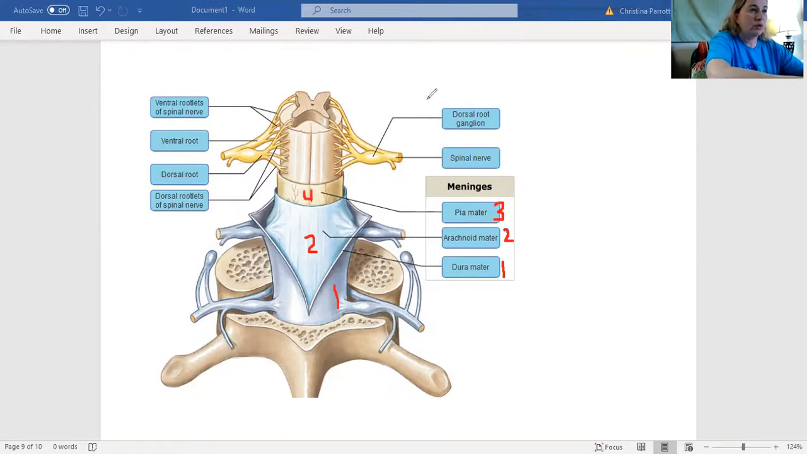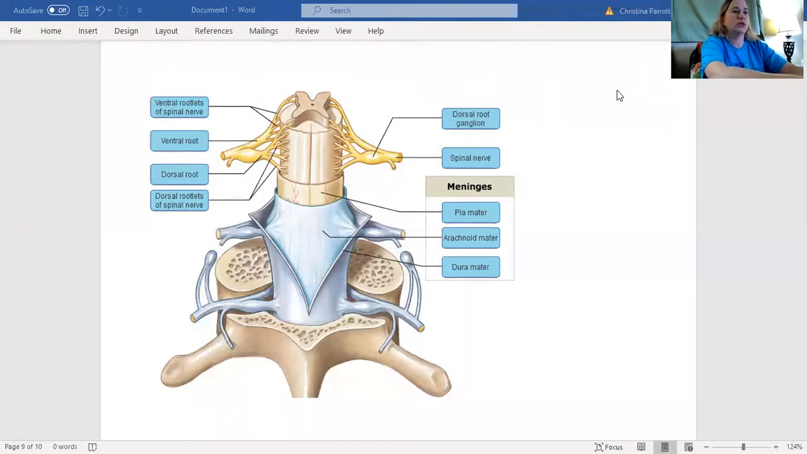Oh, I don't know why I put 4 there. Sorry about that. That's going to be a 3, on the inside, touching the spinal cord itself. So make sure you can identify all 3 of these meningeal layers. Your dura mater on the outside, your arachnoid mater in the middle, and then your pia mater on the inside. Okay, so erase that. And the rest of these structures we're going to talk about on the models themselves.